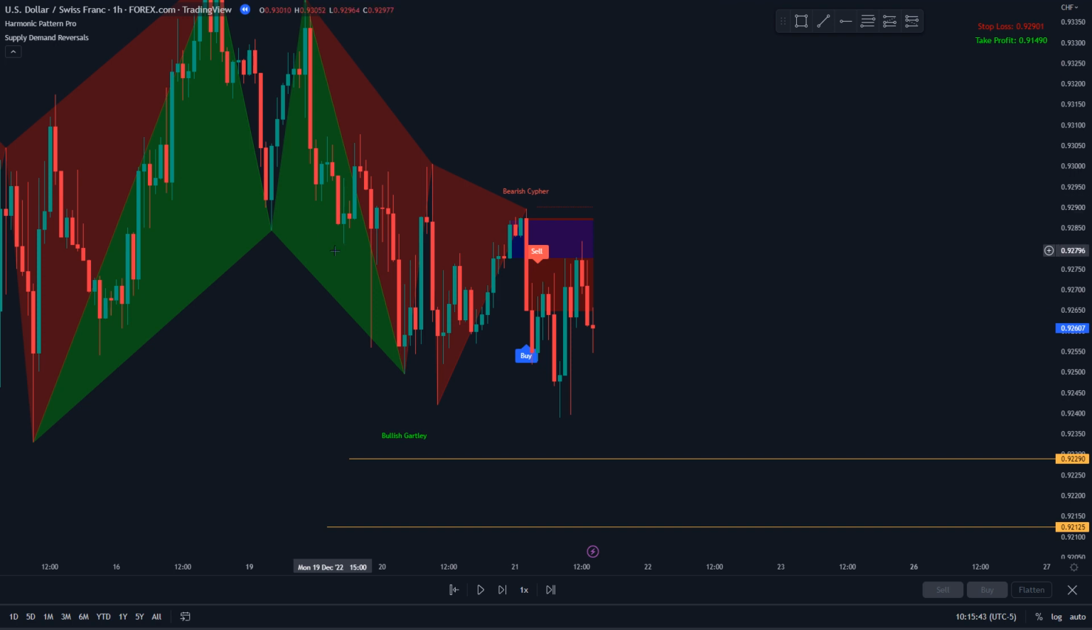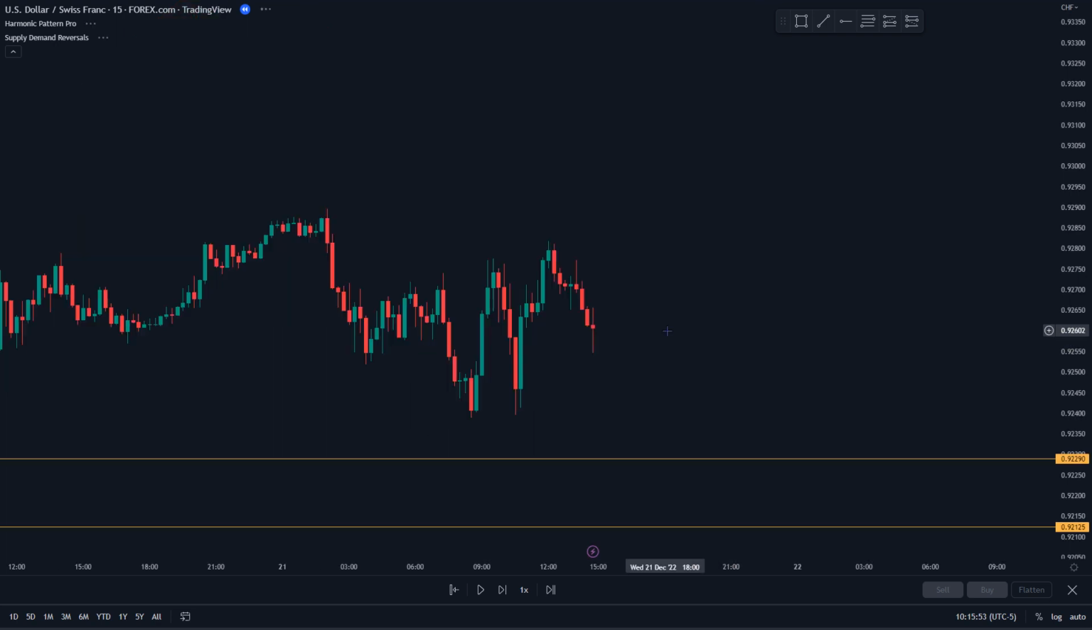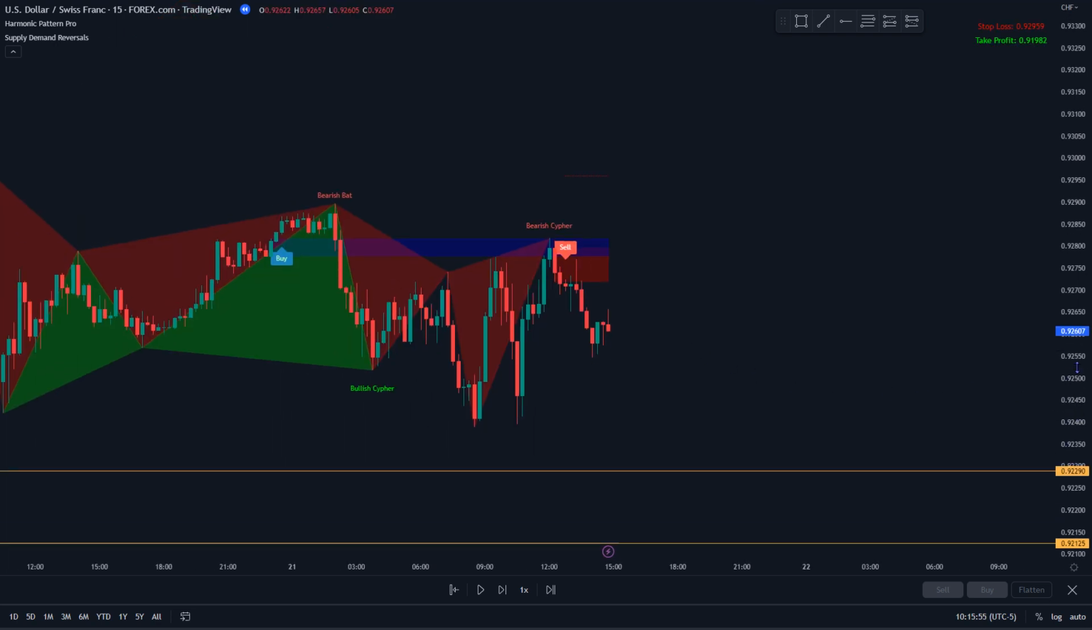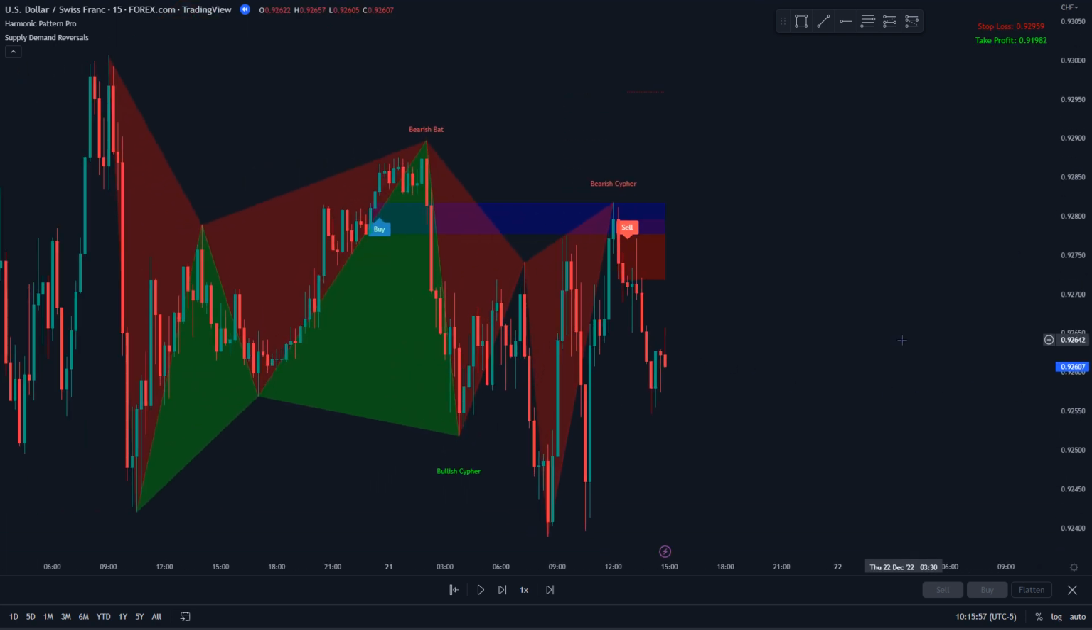This bullish pattern not working out. This bearish pattern paired with the supply zone right near the top. We've got plenty of confirmations that this should still go lower. So it retraces into the 1-hour zone. And as we go here to the 15-minute, we can see that exact same thing playing out.